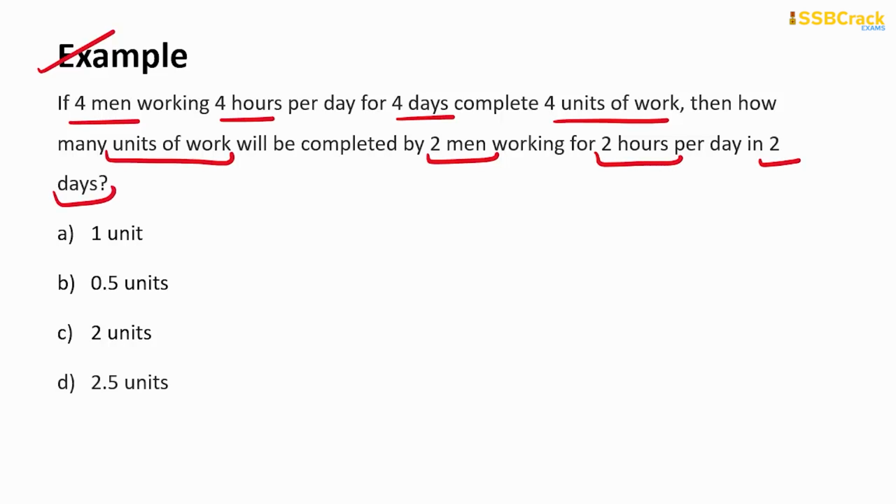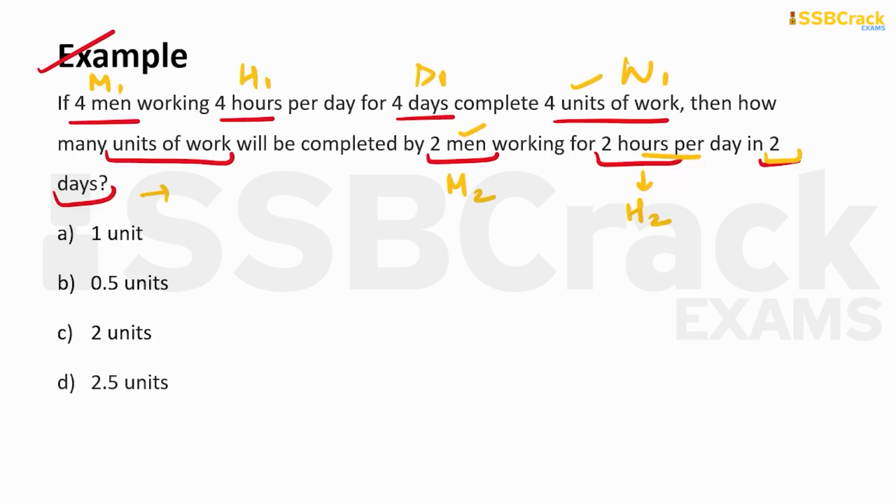So here we can directly see that 4 men, that is M1, working for 4 hours per day, that is H1, and for 4 days, that is D1, have completed 4 units of work, that is W1, right? Then we are required to find 2 men, that is M2 will be 2, working for 2 hours per day, that is H2, for 2 days, so it is D2, and we are required to find the units of work they have done, that is W2 here, right?